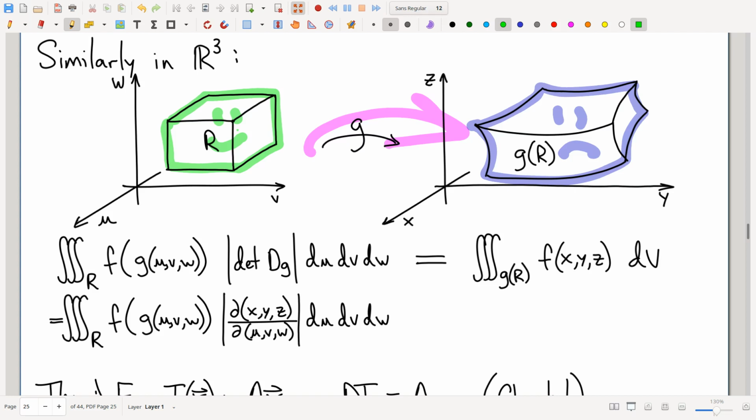And then, of course, you have to recognize that there's a stretching factor, and it will again be the case that that stretching factor is the absolute value of the Jacobian determinant, just like in 2 dimensions.